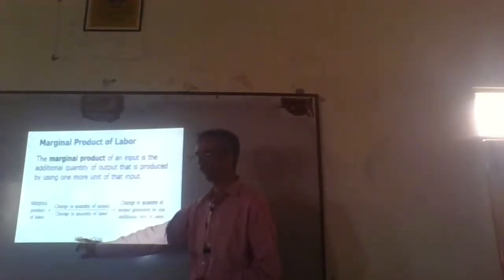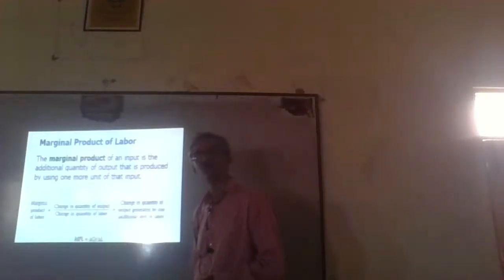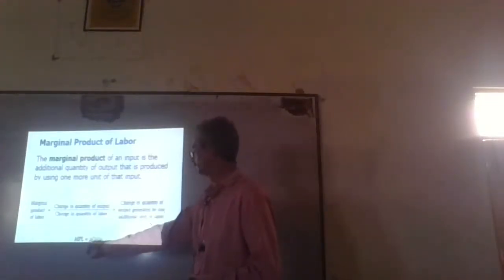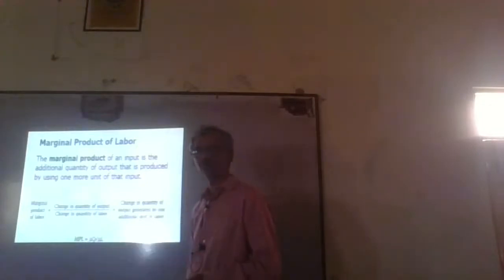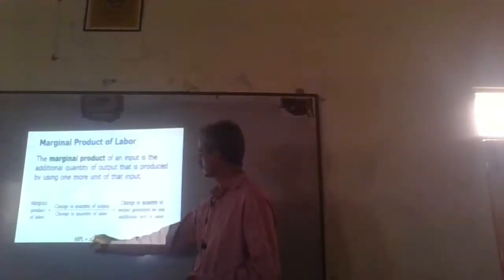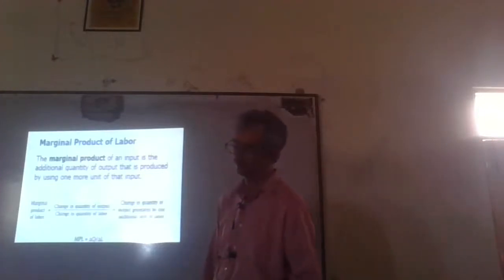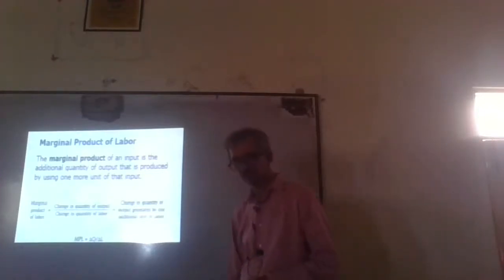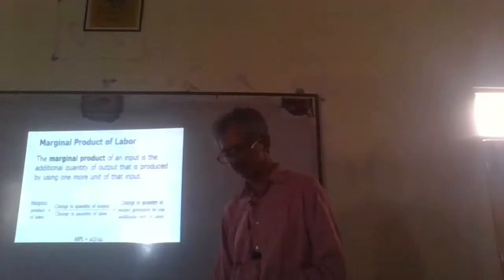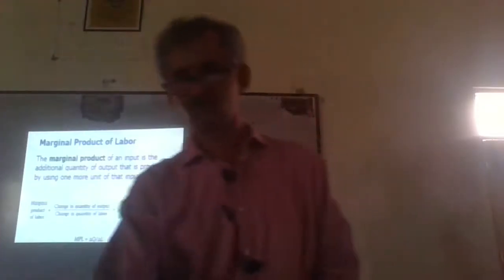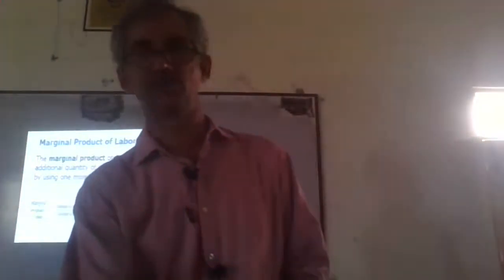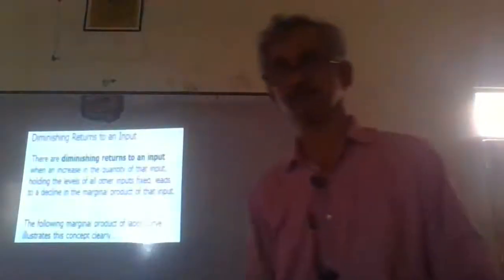So marginal product of labor, L for the labor, M for the marginal, and P for the product, is equal to delta, the change in quantity of the output, divided by the change in L, meaning labor. So this is the formula we simply use to calculate the marginal product.